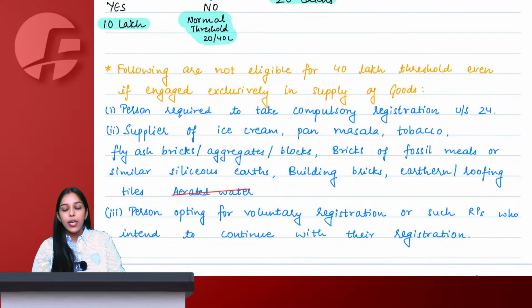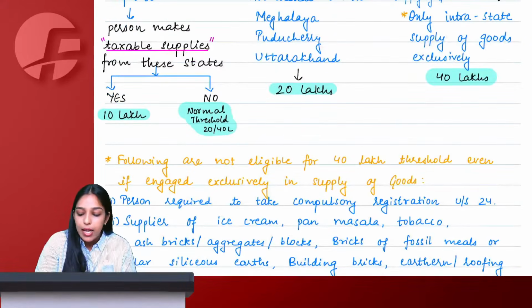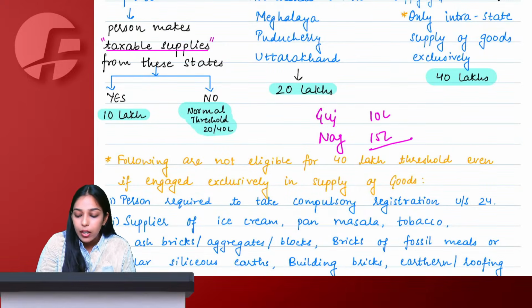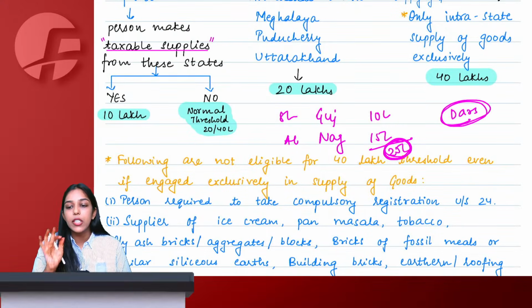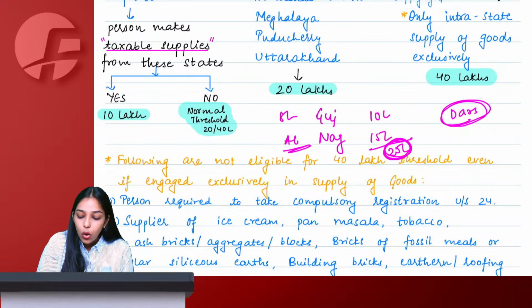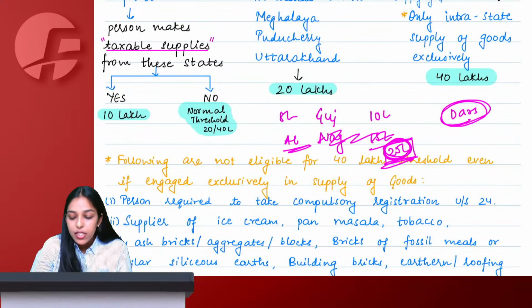We never excluded alcohol from aggregate turnover in any example. When I gave the example of Gujarat and Nagaland, that time also I said Gujarat turnover 15 lakh, Nagaland turnover 15 lakh, 10 and 15, and this is alcohol and this is shoes. Then also aggregate turnover was 25 only. So in all the cases, I never excluded alcohol from aggregate turnover. You have to add this, but no need to take registration here.